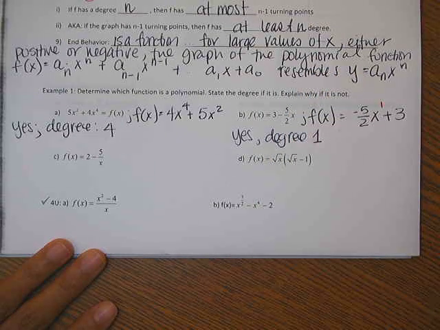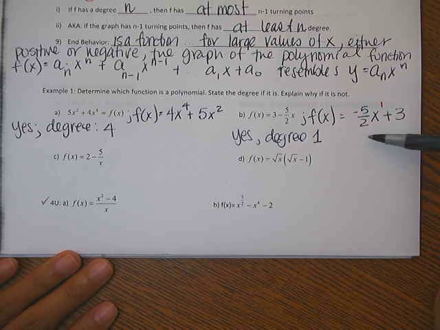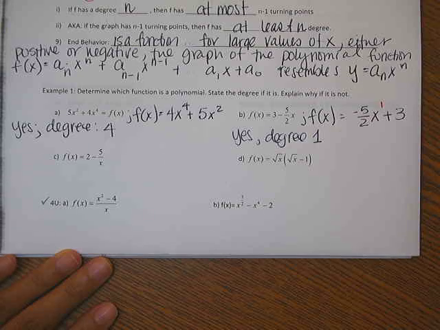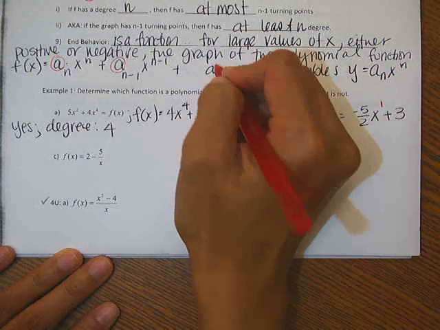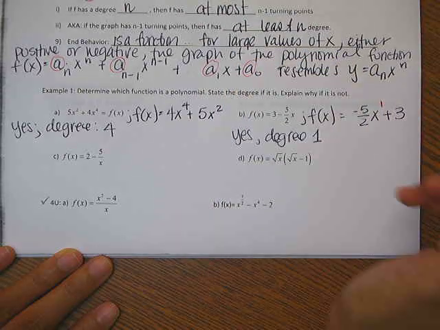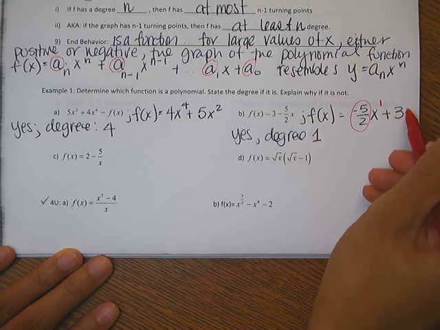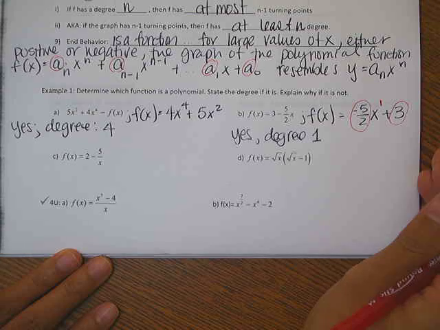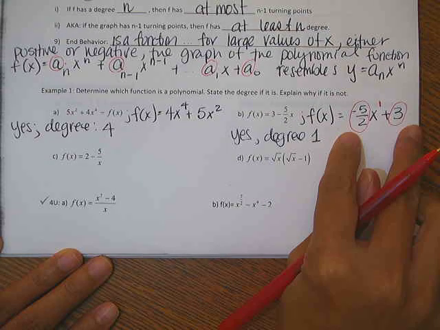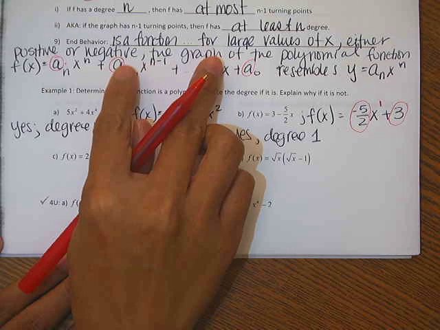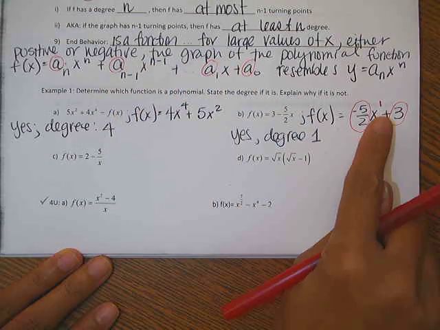Now you might ask, well, Mrs. Tran-Bloom, you have a fraction here. Not only do you have a fraction, you have a negative fraction. Well, remember, the coefficients, these numbers right here, those leading coefficients, can be anything they want to be as long as they are real numbers. It does not affect or change the definition of a polynomial. The only thing that changes is the degree.